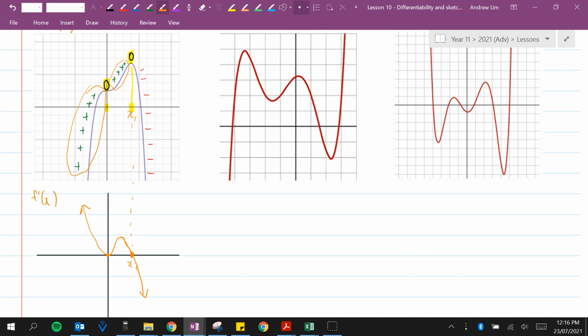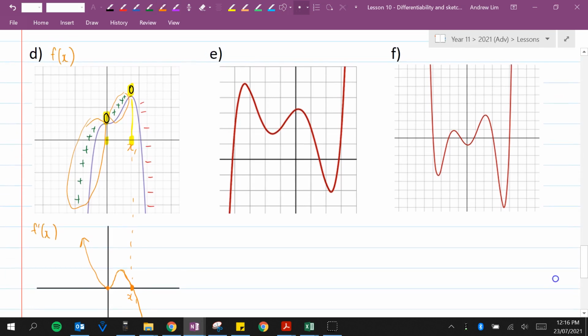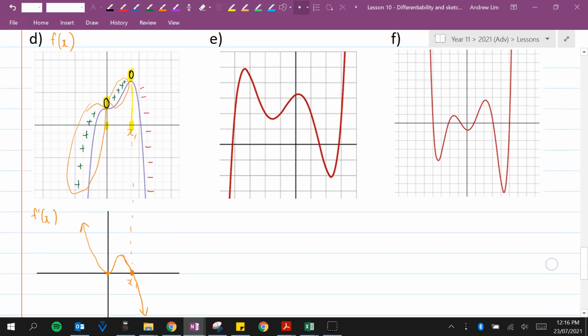Let me go through one more example with you, and I'll show you my shortcut, and then you can have a go with question F. So for question E, we've got f of x here, and we want to graph f dash of x, the gradient function. So I'm going to write, okay, that's sloping up, 0, sloping down, 0, up, 0, down, 0, and then up.